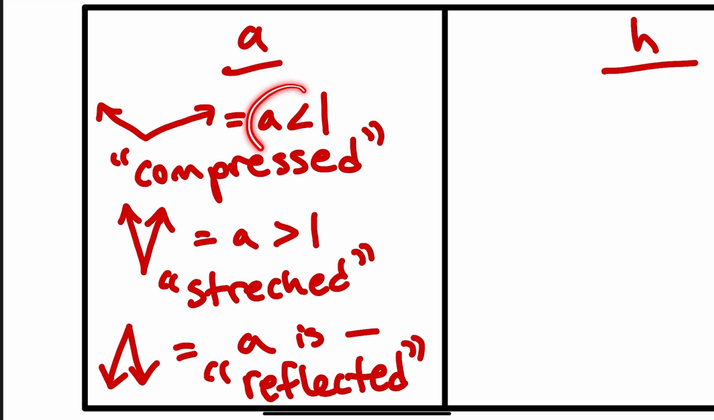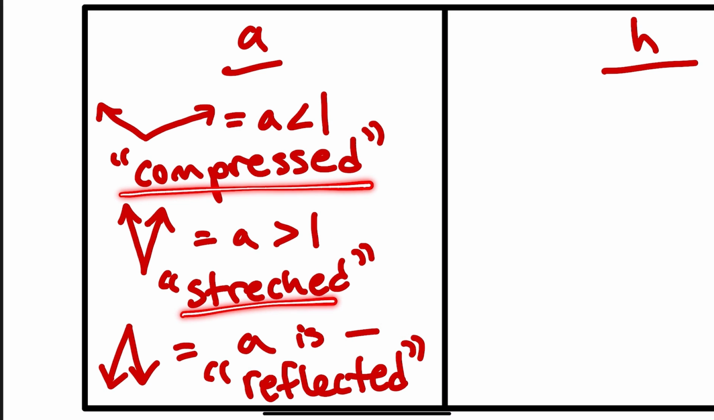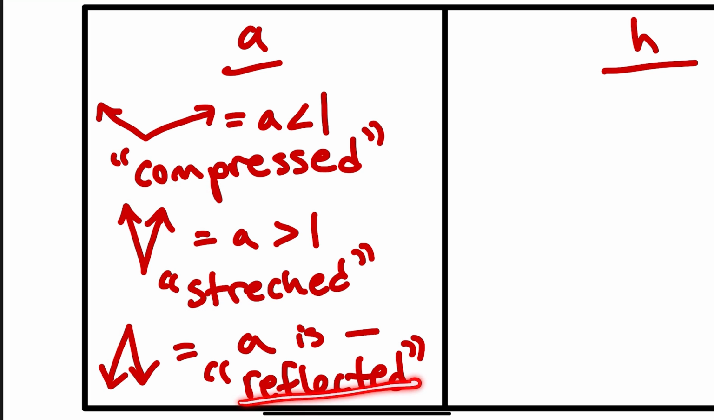So if any of these things happen, if you have an A less than 1, greater than 1, or an A that is negative, we're going to use one of these words, 1 or 2, because it could also be reflected and stretched at the same time, or reflected and compressed at the same time. That's okay. But it can't be compressed and stretched. So just be careful. But that is all of our words to describe A.